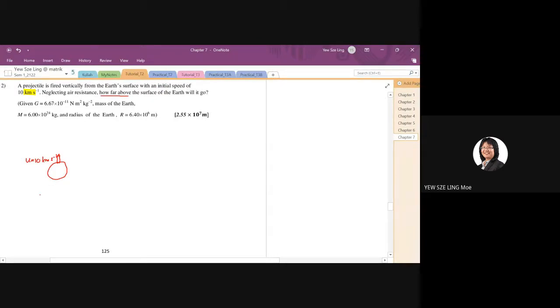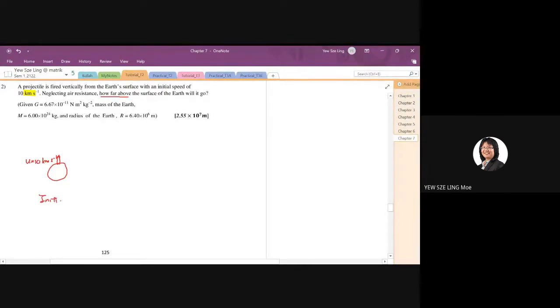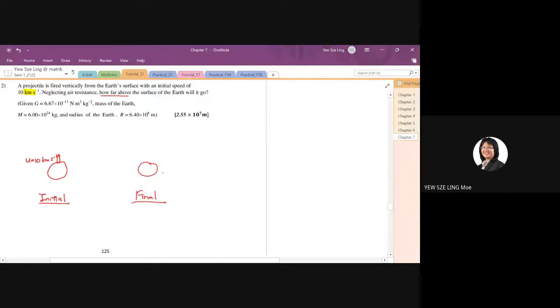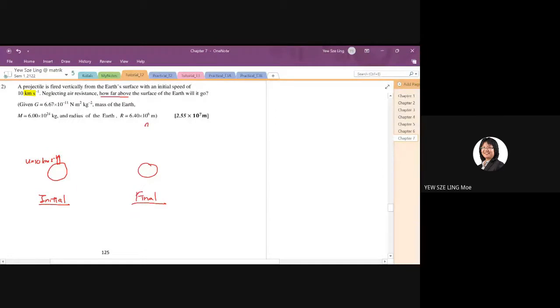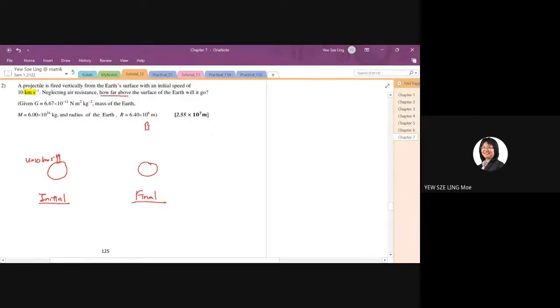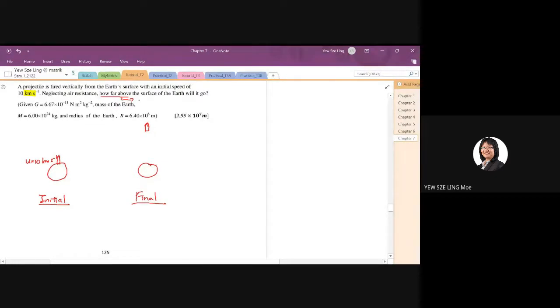So the initial state is located on the surface. And then the final state, what happens at the final state? Now it asks you how far can it go above the surface of the Earth. So now your projectile is located here. And what is the final velocity? Well, how far above means this is actually your maximum height.